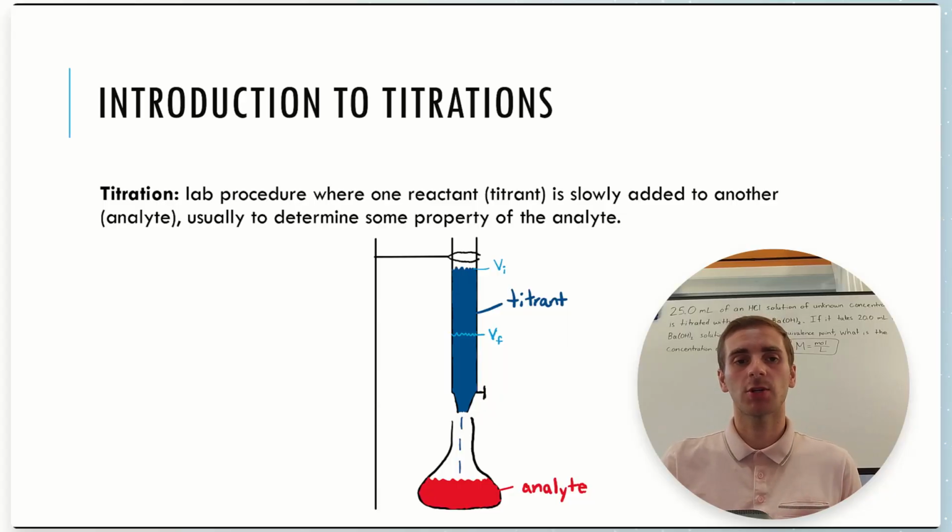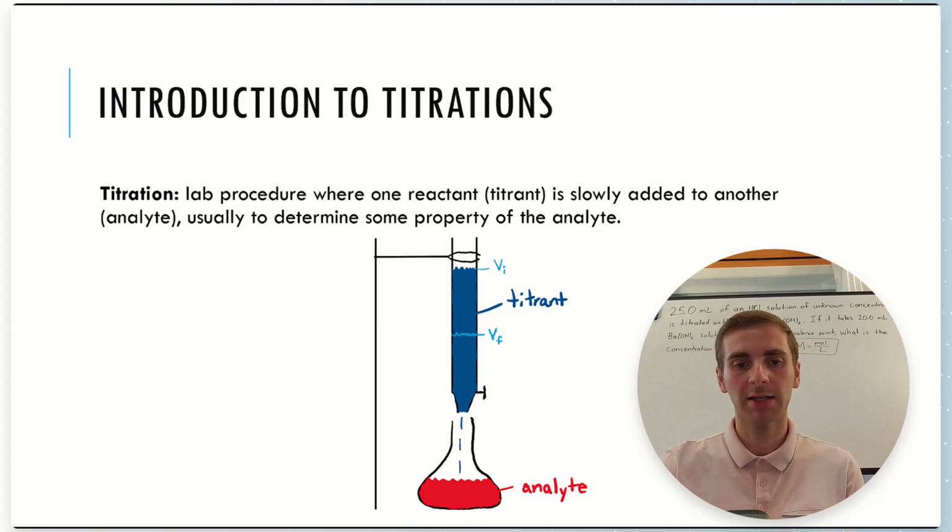which are titrations. So a titration is often performed with an acid and a base, although it doesn't necessarily have to be. It can theoretically be performed as long as we have two aqueous solutions that are reacting, but most commonly with an acid and a base. And we're slowly adding one of the reactants to the other.